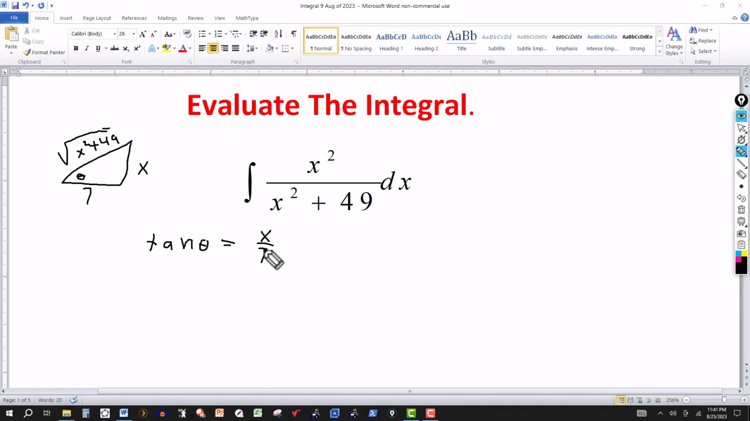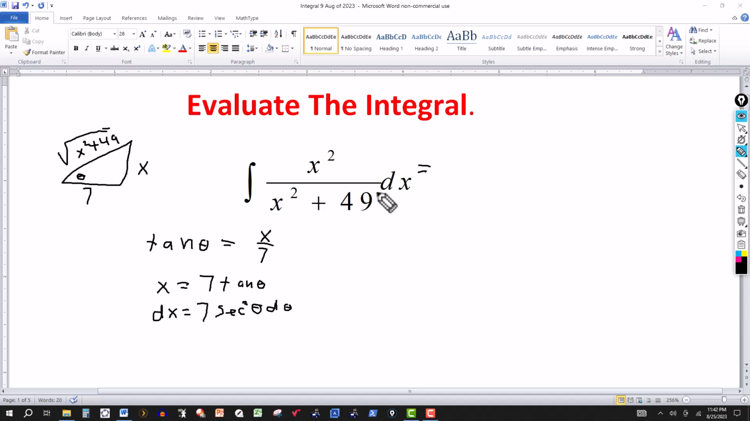And so here, if I multiply through by 7, I'll get x is equal to 7 times tangent theta. So dx will equal the derivative of this right side here. We have the constant 7. Derivative of tangent is secant squared theta d theta. And now we're going to transform this integral into one involving the variable theta.